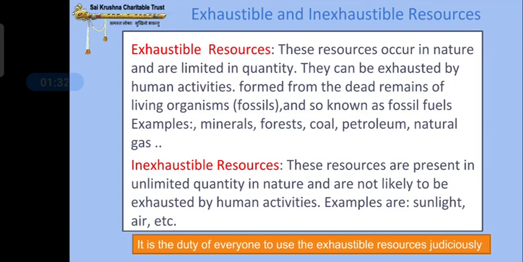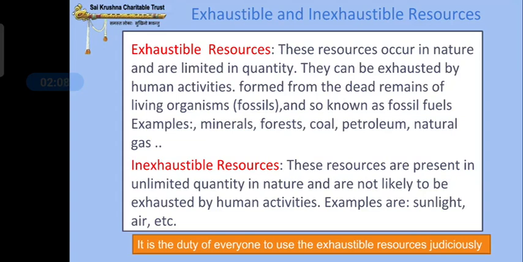So they can be exhausted by human activities and they are formed from the dead remains of living organisms. Hence they are called fossils and so known as fossil fuels. Okay. So whenever humans keep using it more, what happens? It gets exhausted. And how is it formed? Exhaustible resources are formed from the dead remains of living organisms, hence they are called fossil fuels. Okay. And the examples are minerals, forests, coal, petroleum and natural gas.